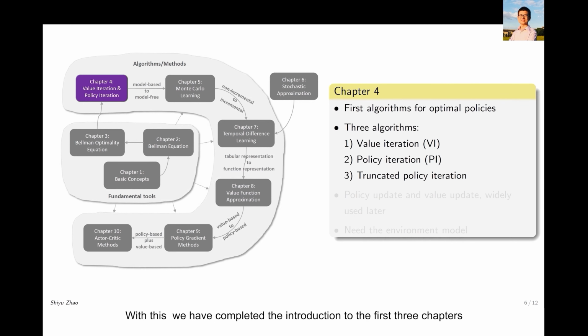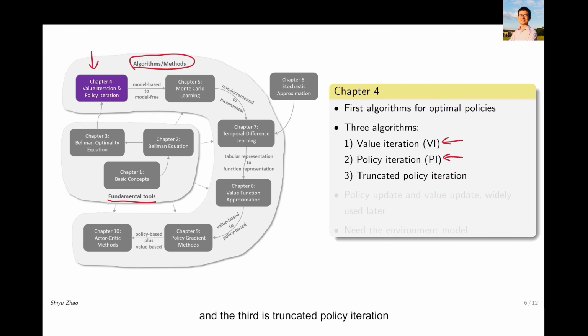With this, we have completed the introduction to the first three chapters. We now move on to Chapter 4, which introduces value iteration and policy iteration. This marks the beginning of the section on algorithms and methods in this course. By studying this chapter, we will understand what the first set of algorithms capable of solving for the optimal policy are. Specifically, we will learn three algorithms here. The first is called value iteration, the second is policy iteration, and the third is truncated policy iteration.